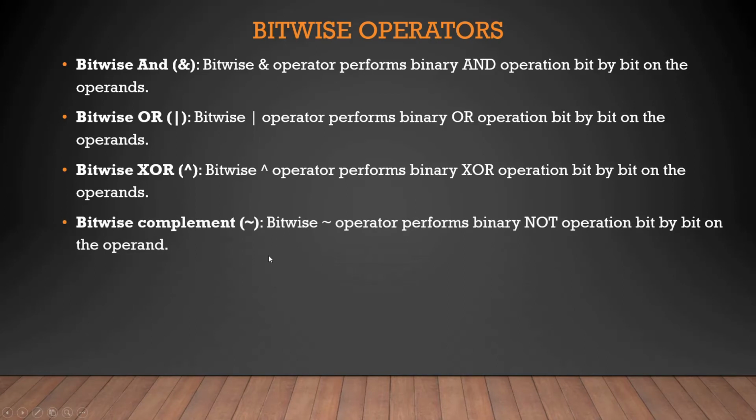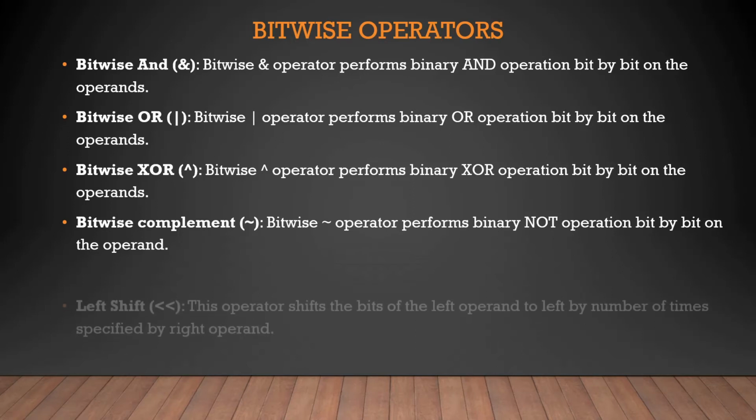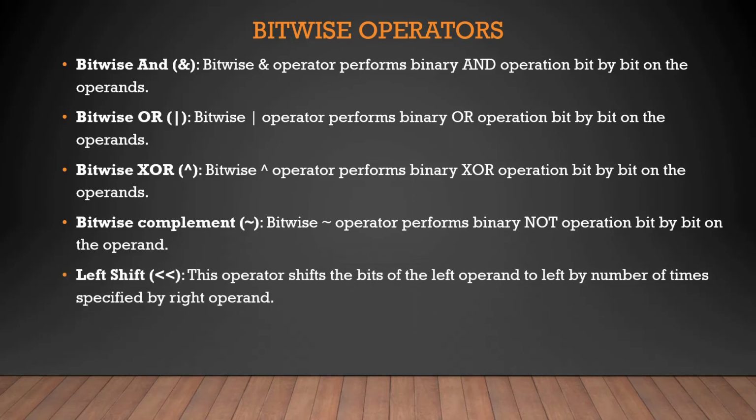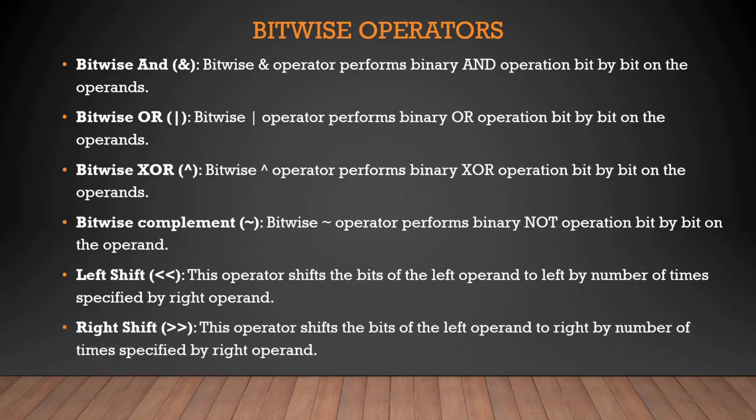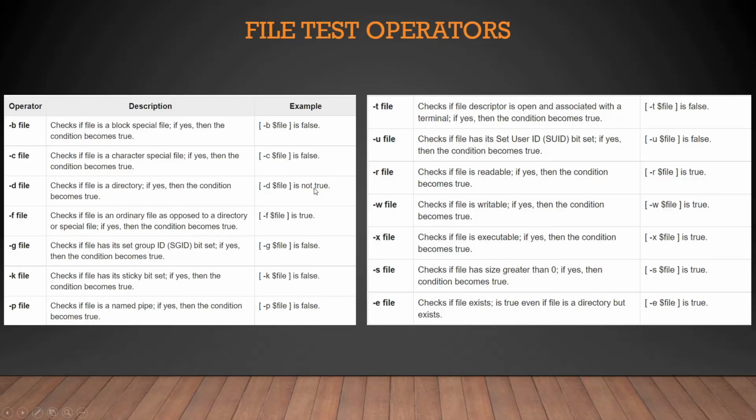Bitwise complement operator performs binary NOT operation bit by bit on the operand. Bit by bit means you have to convert it into binary and then each bit will have some kind of operation and then it will give you some result. All of these bitwise operators work on the bit values, which are the binary values. Then you have left shift and right shift. In the left shift, this operator shifts the bits of the left operand to the left by the number of times specified by the right operand, and the right shift is vice versa: it shifts the bits of the left operand to the right by the number of times specified by the right operand.